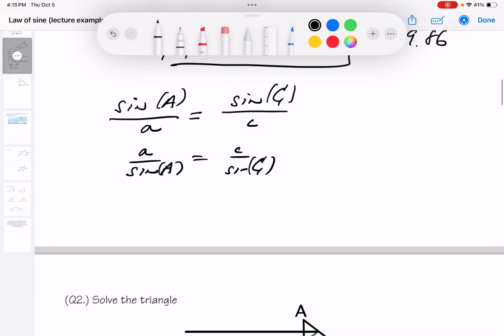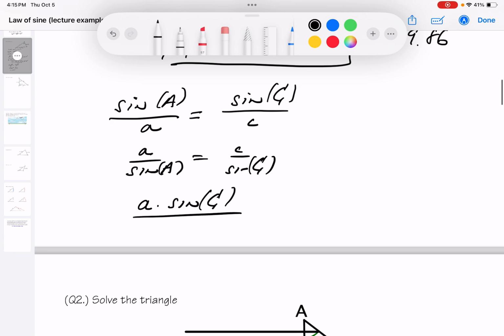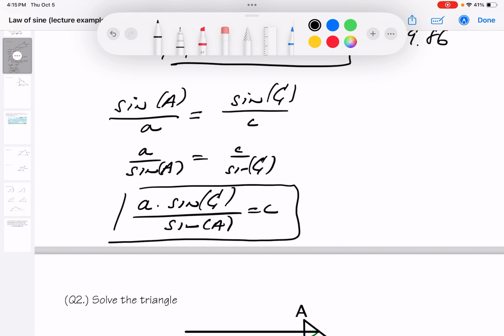So what I'm going to do is say what C is equal to. Well, it's A times the sine of C over the sine of A. And that's what C equals. Again, this is my exam. This is what you put in a box, and you would call that a day.